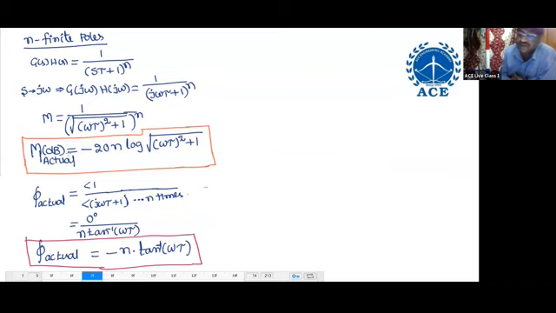Now, Bode plots are what? Approximated plots. So next put the heading: asymptotic or approximated analysis. Asymptotic means approximation, both are the same.